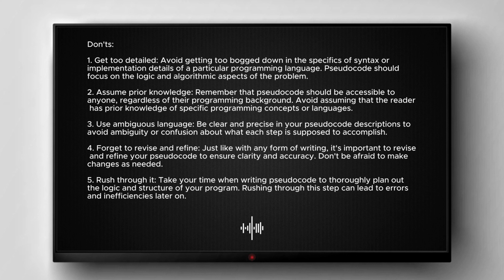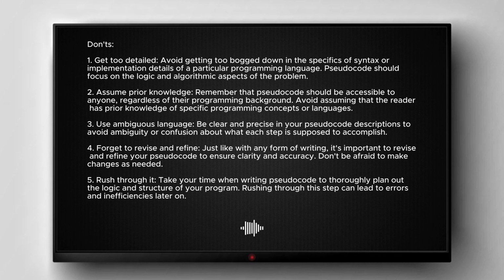3. Use ambiguous language. Be clear and precise in your pseudocode descriptions to avoid ambiguity or confusion about what each step is supposed to accomplish. 4. Forget to revise and refine. Just like with any form of writing, it's important to revise and refine your pseudocode to ensure clarity and accuracy. Don't be afraid to make changes as needed.